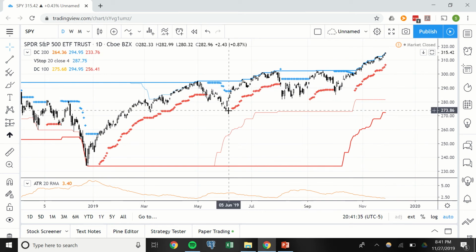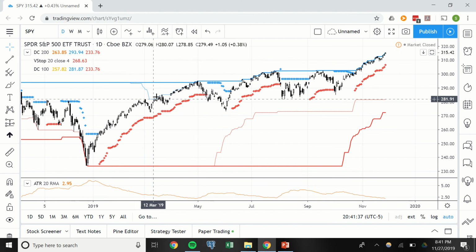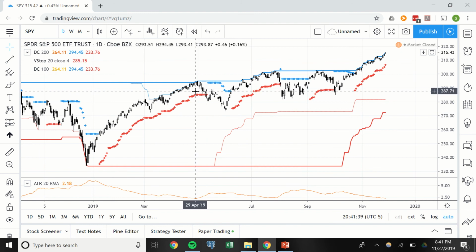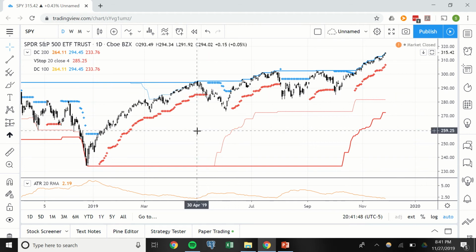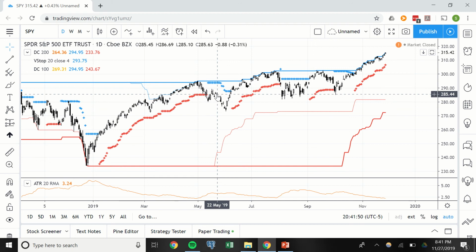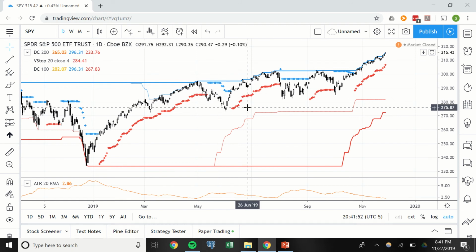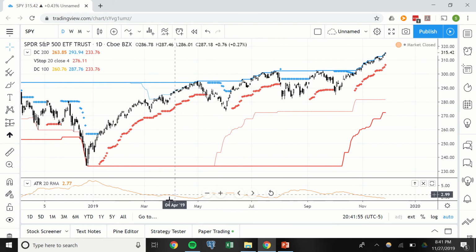But this gives us a visual representation of where we'd be getting in and where to place our initial stop, which would also allow us to size the position, and then where our trailing stop or exit signal would be if we got to that point and it overtook the initial stop.